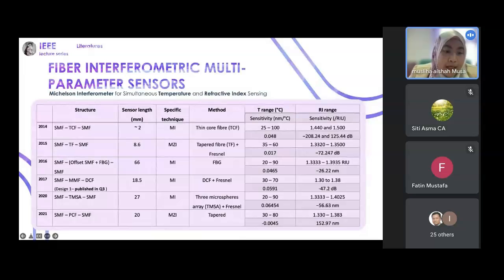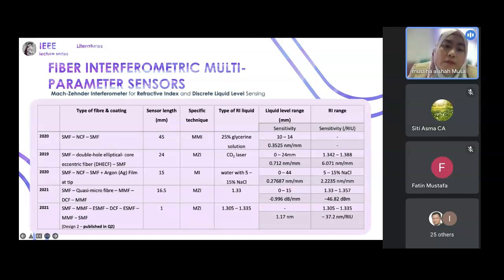Okay, for 2017, this is part of my PhD. I use a double clad fiber, and the length is 18.5. I did several lengths, but this one is the best result I got. I use a DCF. The whole section of DCF is for temperature, and the tip of DCF is for refractive index. I use a Fresnel reflection. Okay, they also use photonic crystal fiber.